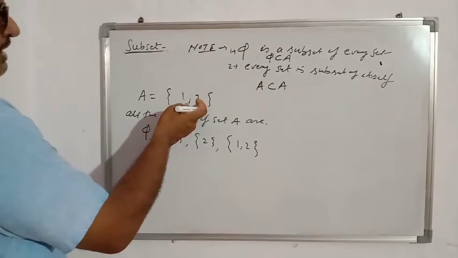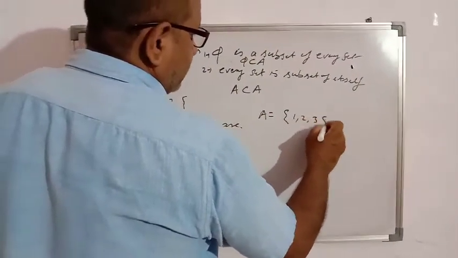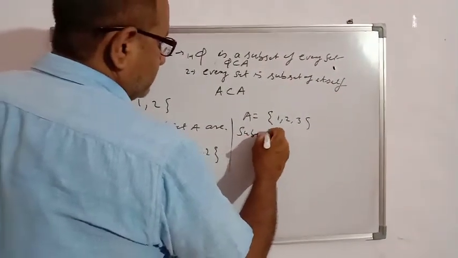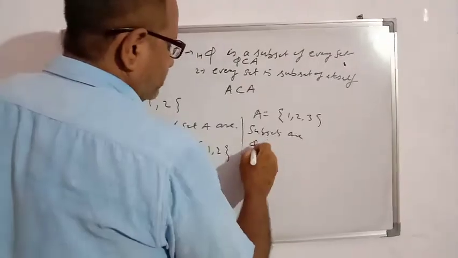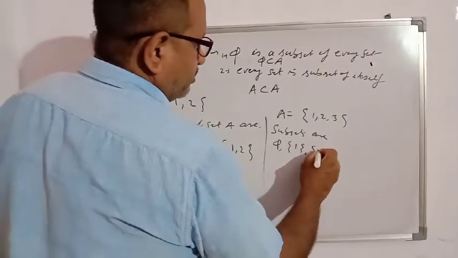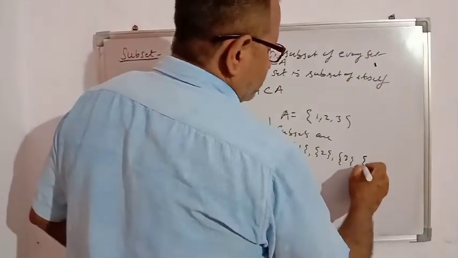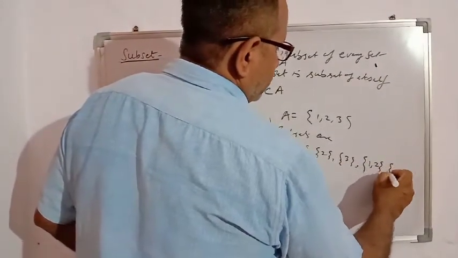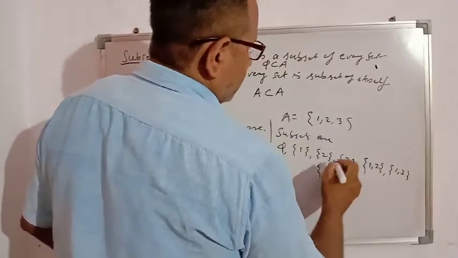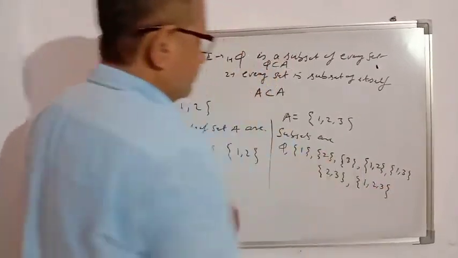Similarly, if 3 elements are there, suppose A is equal to {1, 2, 3}. How can we write the subsets? The subsets are: first, the null set. Next we take single elements: {1}, {2}, {3}. Now take two elements together: {1, 2}, {1, 3}, {2, 3}. After that, take all three elements: {1, 2, 3}.